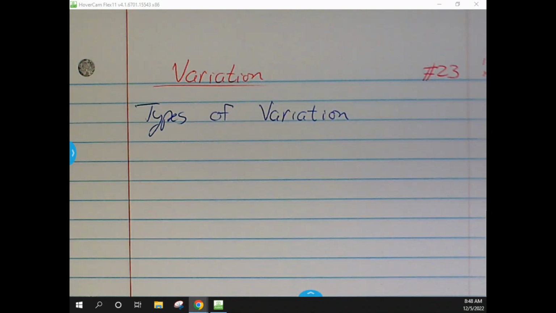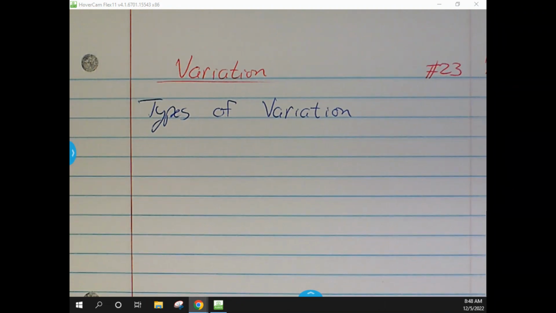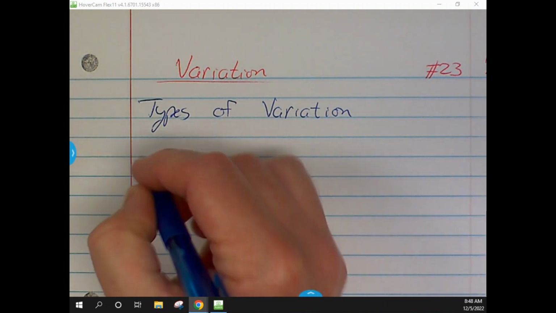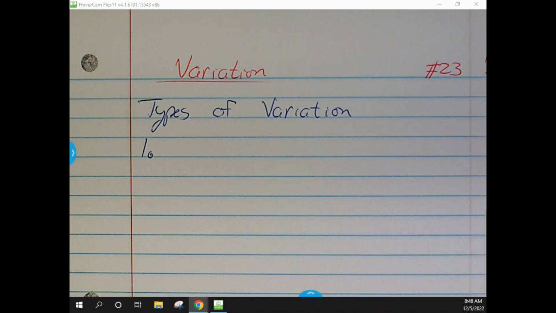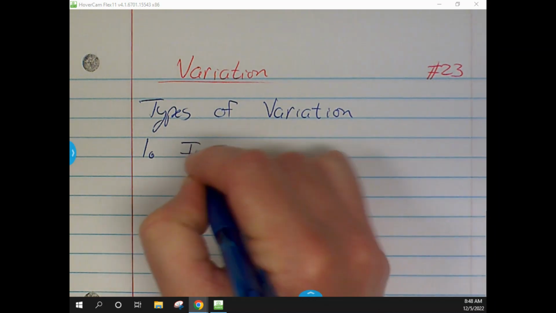Okay, so we're going for the types of variation. Again, there's two main ones, and there's a third one that's kind of a spinoff of one of the other ones that we're looking at. All right, so the very first one is we're going to look at inverse variation.